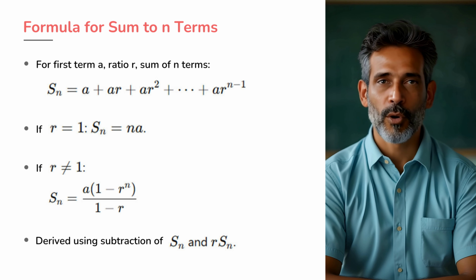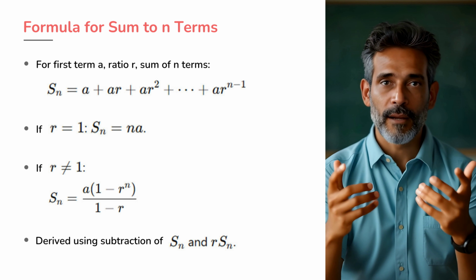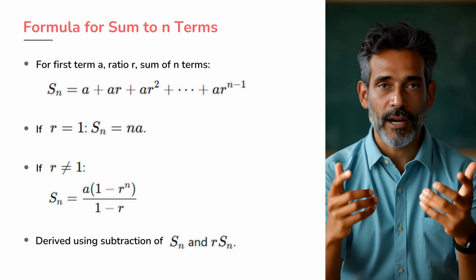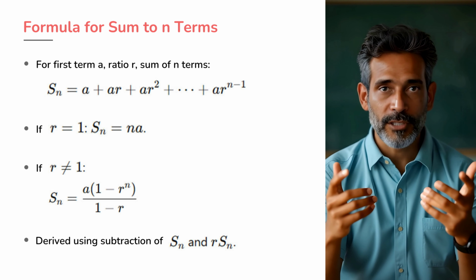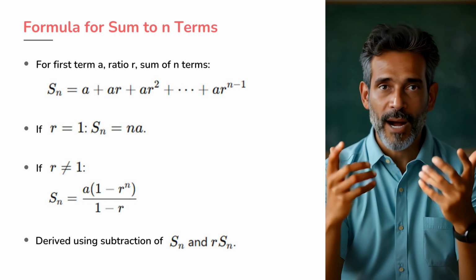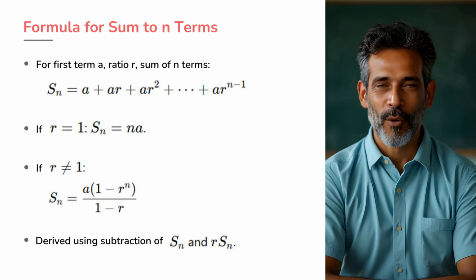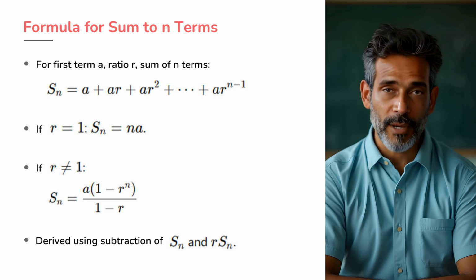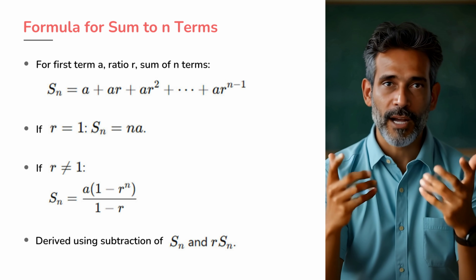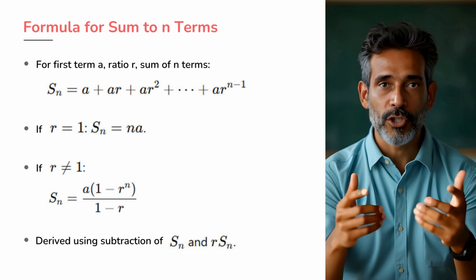If r is not equal to 1, we do a clever trick. Multiply the sum by r. r S sub n equals ar plus ar squared plus ... plus ar to the power n. Subtract this from the original sum and almost everything cancels out. We get bracket 1 minus r bracket times S sub n equals a minus ar to the power n. So the formula becomes S sub n equals a into bracket 1 minus r to the power n close divided by 1 minus r. That's the magic formula for summing n terms of a GP.